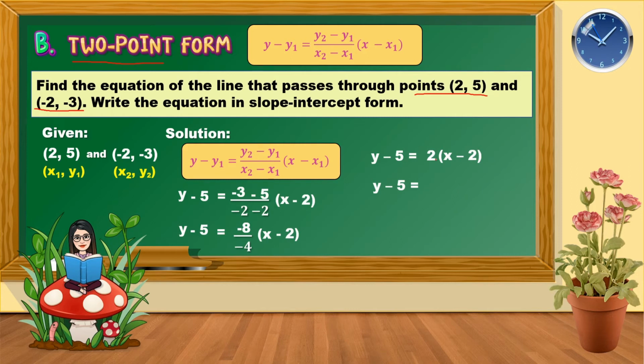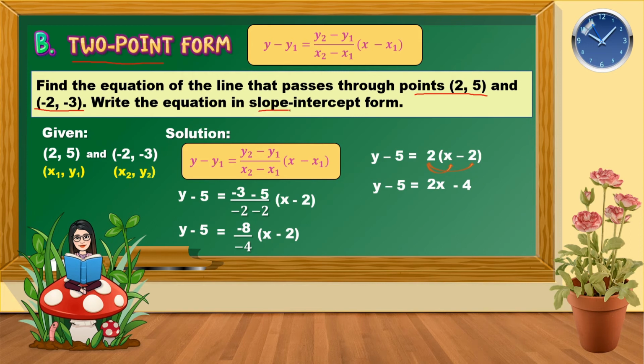So, we will remove the parenthesis here. What we're gonna do is, we will distribute 2 in each side inside the parenthesis. Okay? So, didistribute lang natin dito. 2 times x is 2x. 2 times negative 2 is negative 4. Okay? There you go. Ano yung hinihingi sa atin?